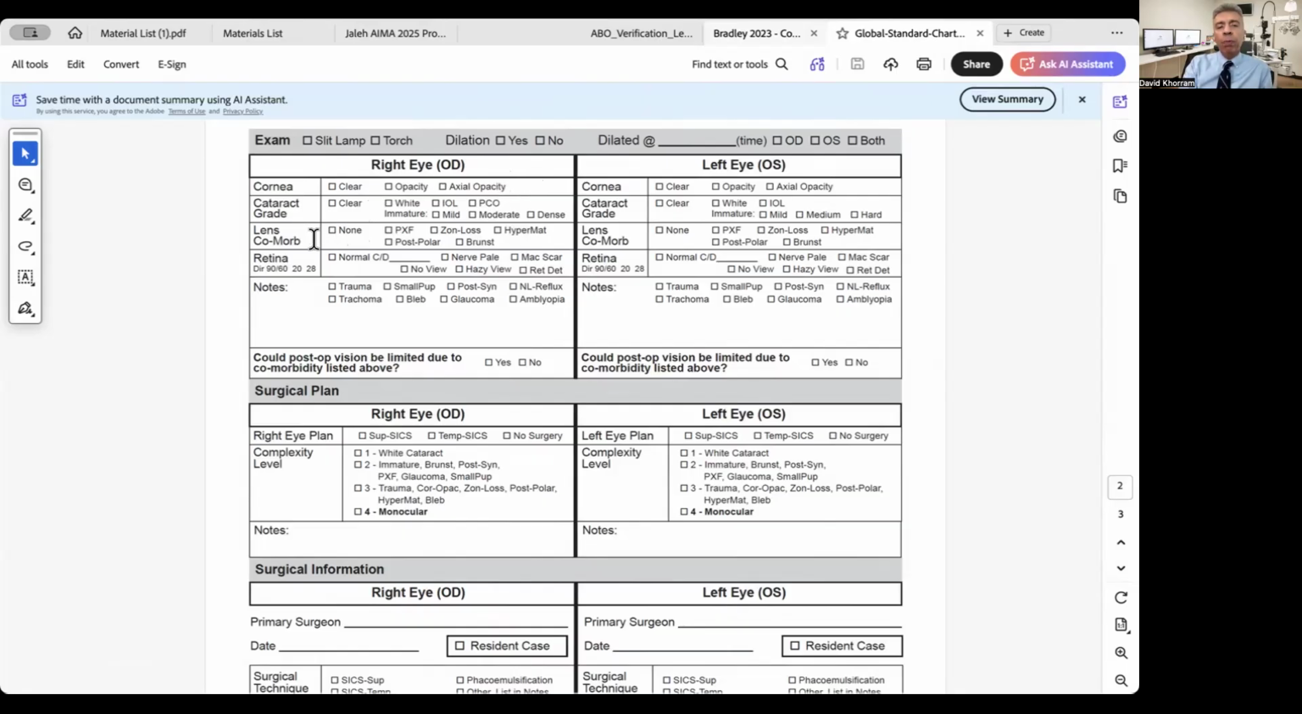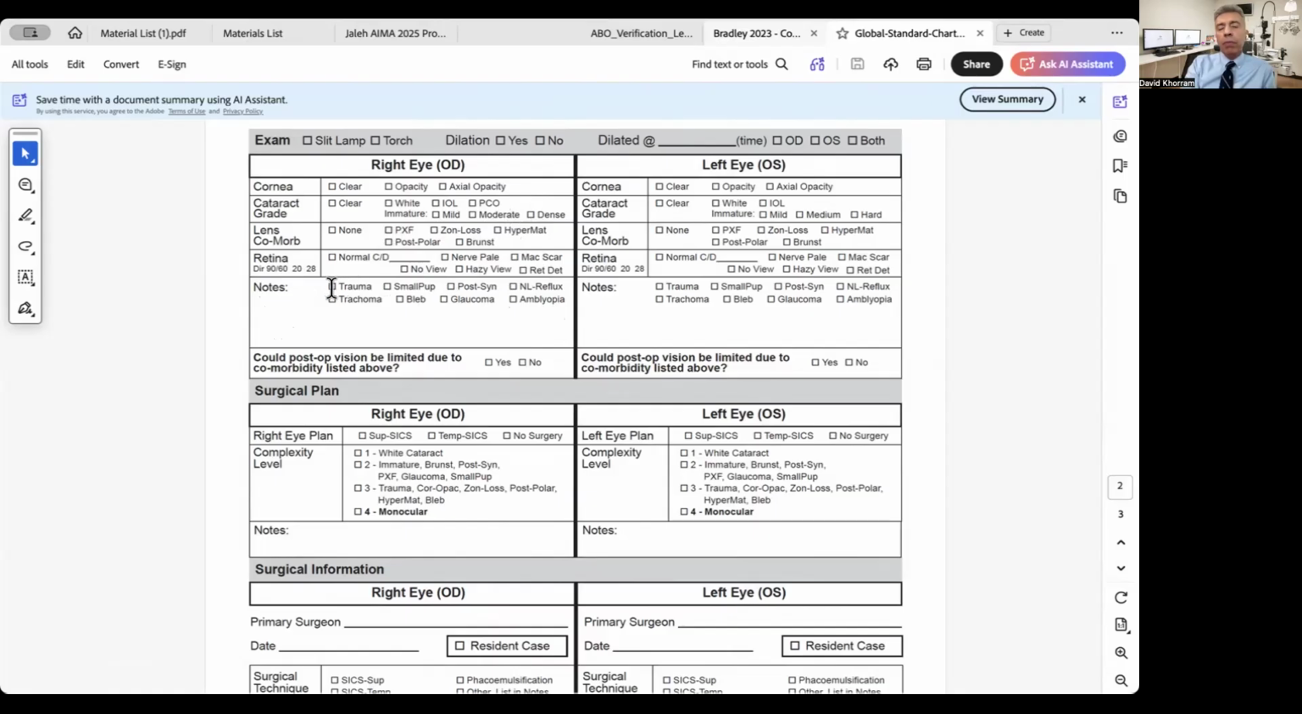In terms of lens comorbidities, if there are any, please clearly indicate this as it helps the operating surgeon to know whether there's pseudoexfoliation, zonular loss, whether the lens is hypermature, whether there's a posterior polar cataract, or if it is brunescent. For the retina, there's space to put the cup to disc ratio, nerve pallor, macular scar, and in the case of a more severe cataract, if there's no view or a hazy view, and there's also space to indicate a retinal detachment.